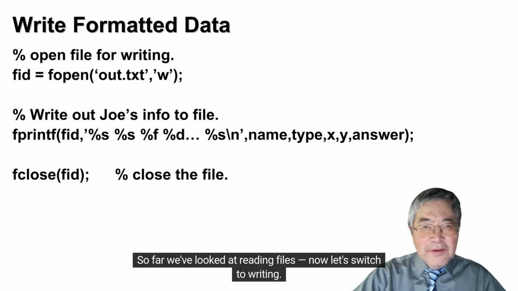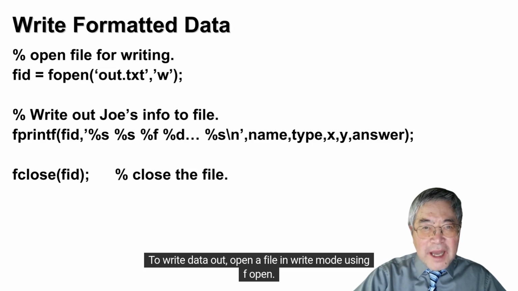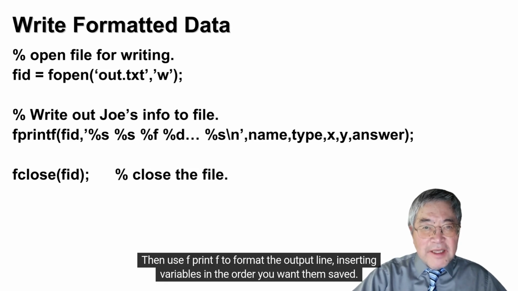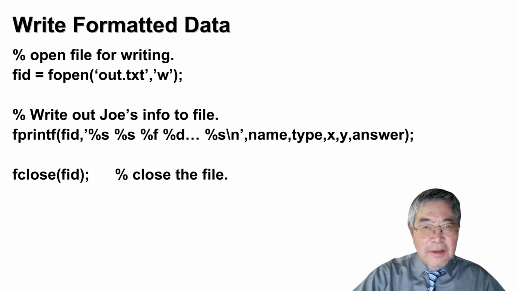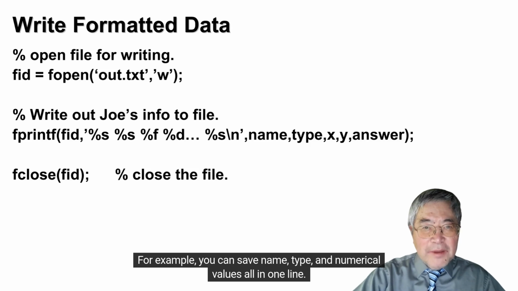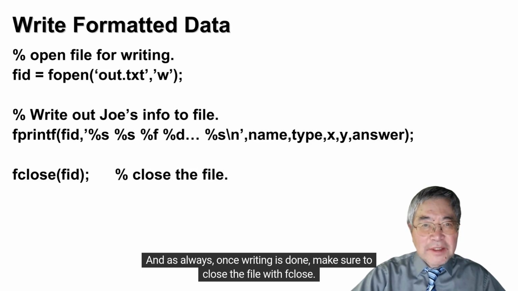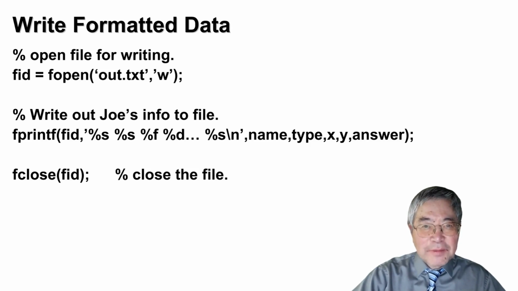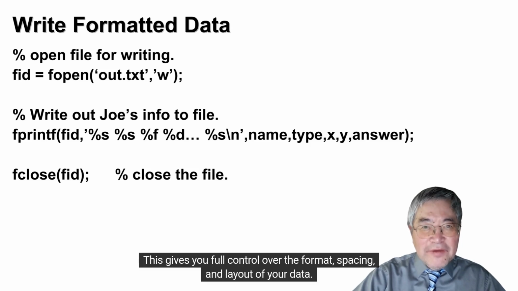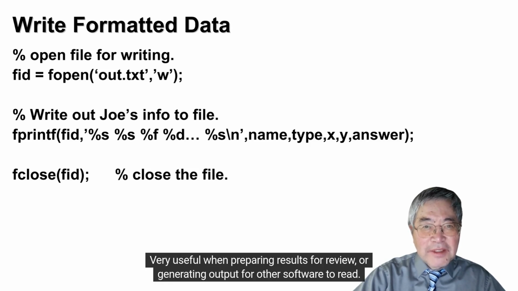So far we've looked at reading files, now let's switch to writing. To write data out, open a file in write mode using fopen. Then use fprintf to format the output line, inserting variables in the order you want them saved. For example, you can save name, type, and numerical values all in one line. And as always, once writing is done, make sure to close the file with fclose. This gives you full control over the format, spacing, and layout of your data. Very useful when preparing results for review or generating output for other software to read.